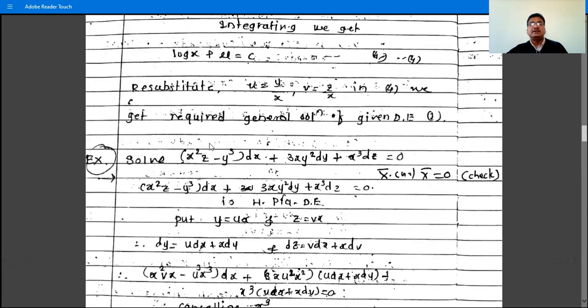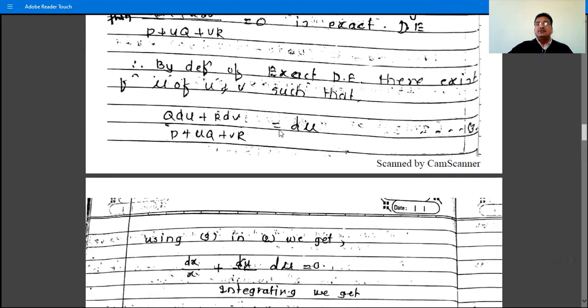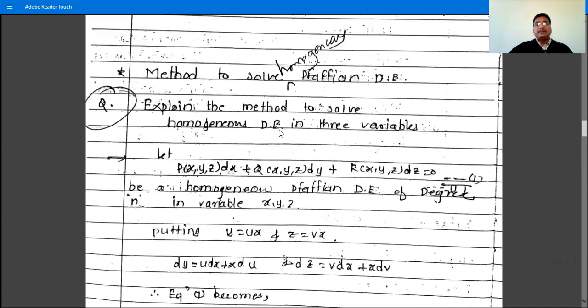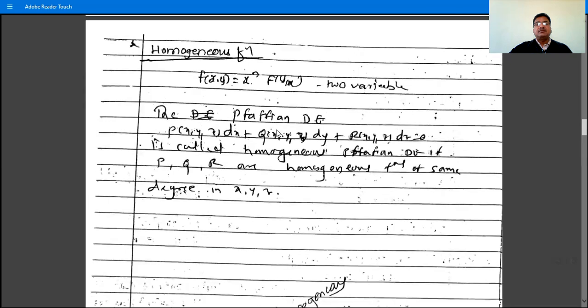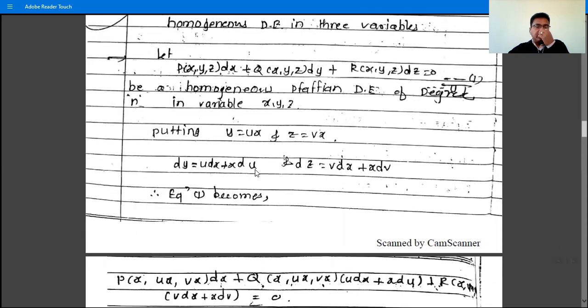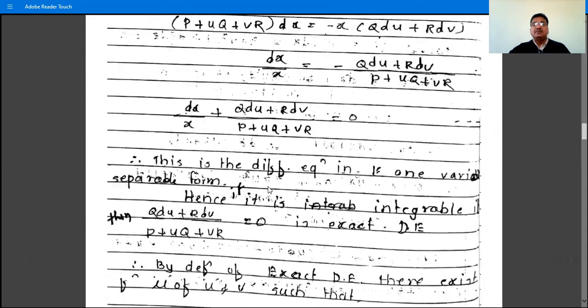So in this final answer, log x plus mu is equal to 0, resubstitute u as y by x and v as z by x in this equation number 4, we get the required general solution of the given differential equation. So this is the method to solve the homogeneous Pfaffian differential equation. So the definition of homogeneous Pfaffian differential equation and the method to solve the homogeneous Pfaffian differential equation, both are important as far as the exam is concerned.